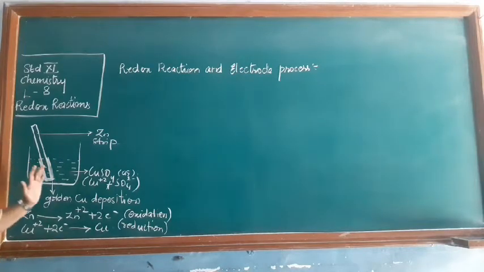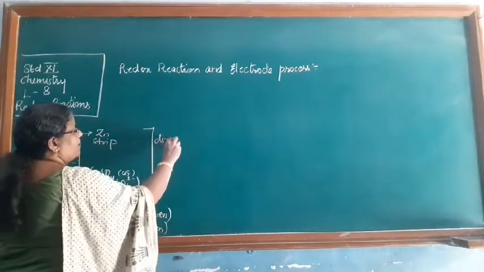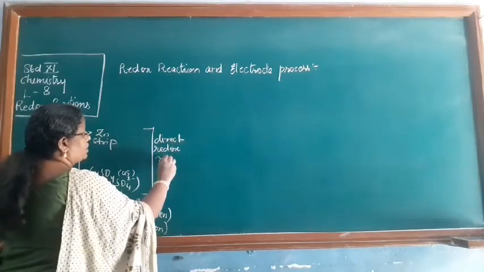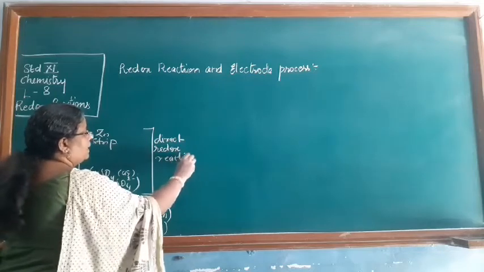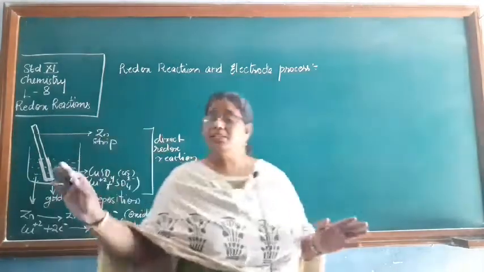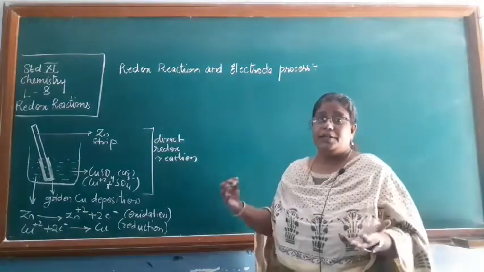The Zn strip is in contact with CuSO4. So this kind of redox reaction is called a direct redox reaction. Okay, and this is a kind of electrochemical cell which is formed. Now what is an electrochemical cell? You cannot call it an electrochemical cell because we cannot draw the energy from here.